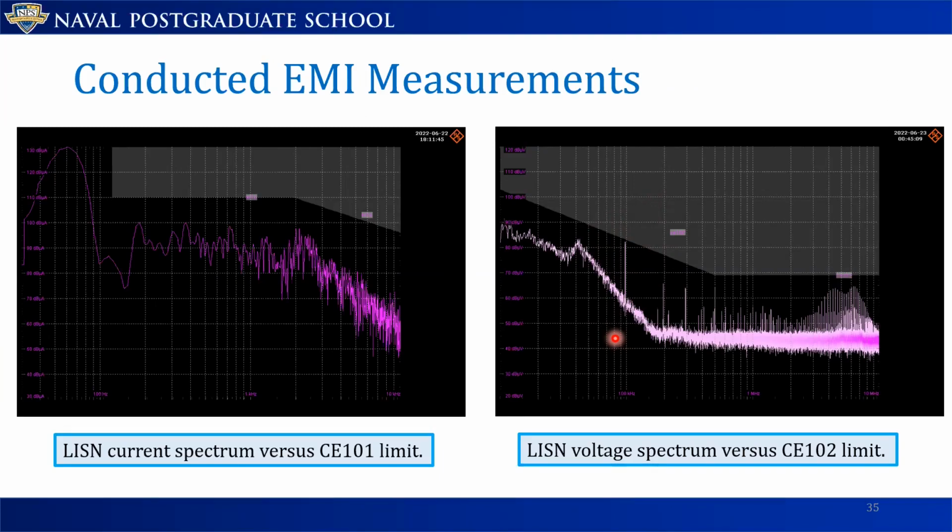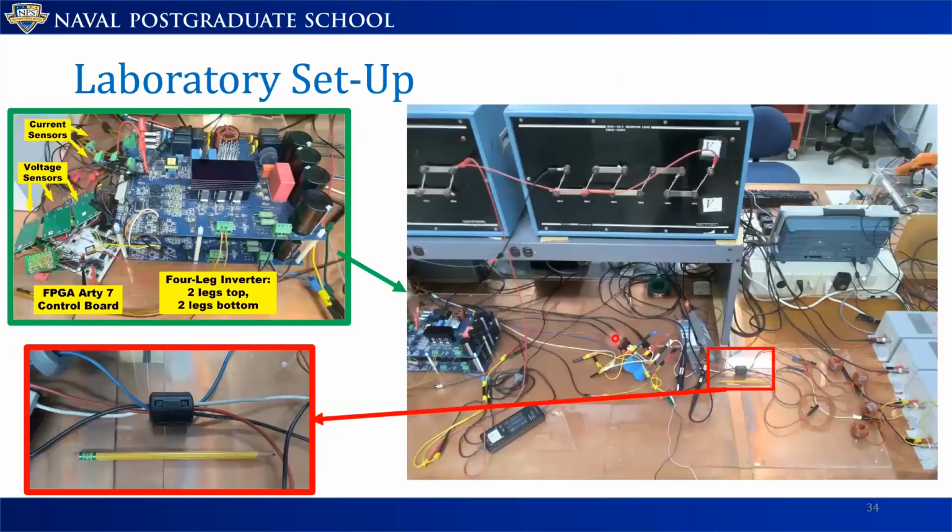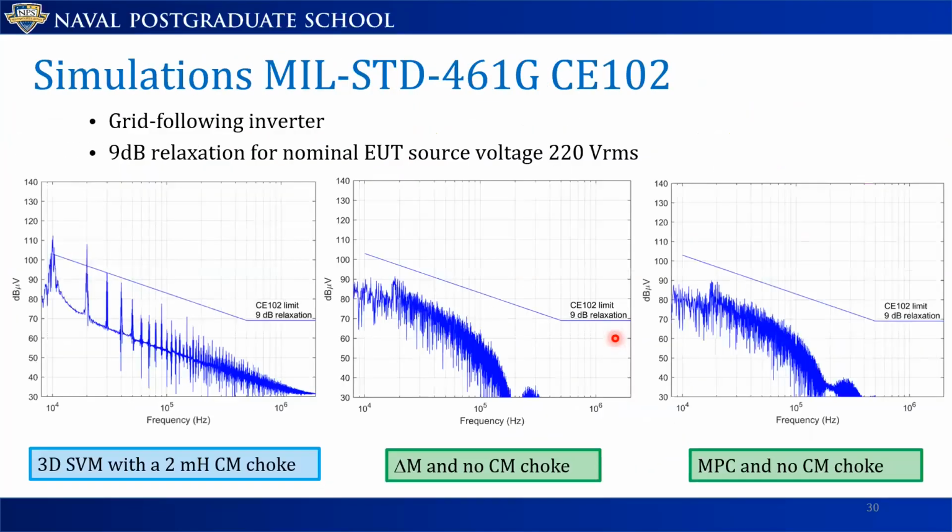So the next question is related to the 3D SVM. Is the comparison between the 3D SVM and MPC delta done on the simulated 4-leg inverter or in the experimental setup? No, we only did it in simulation. Good question. No, we didn't set up a 4-leg converter with 3D space vector modulation in the lab. So we don't have a direct comparison.